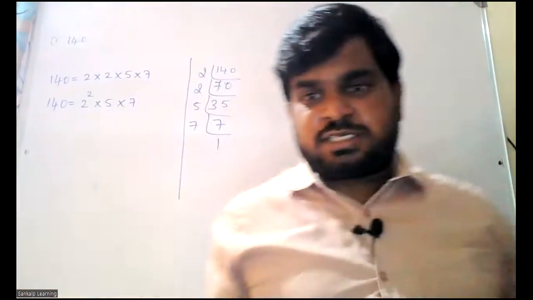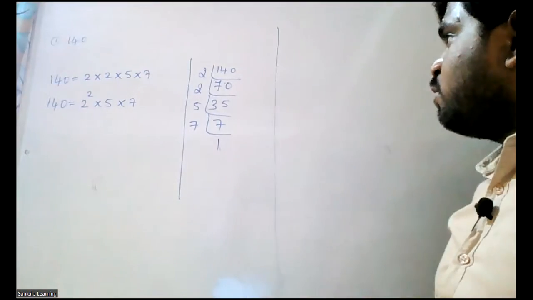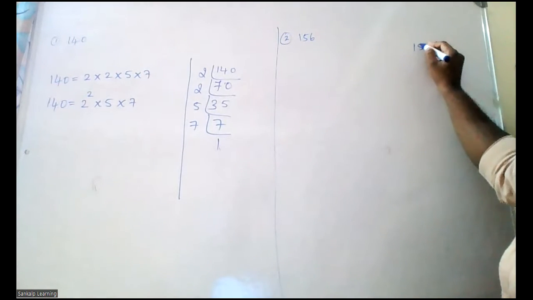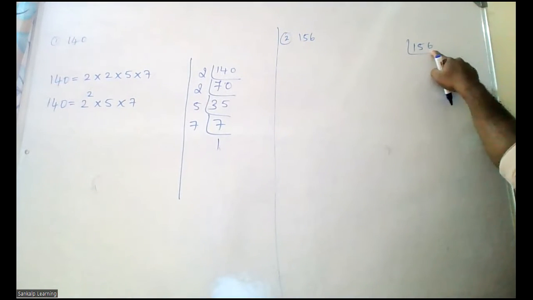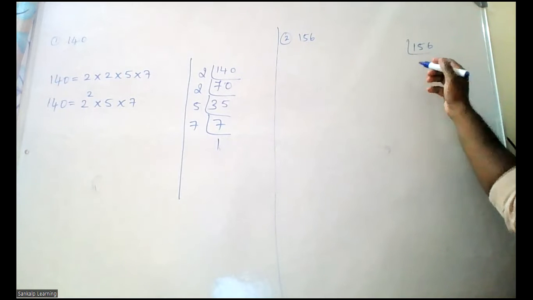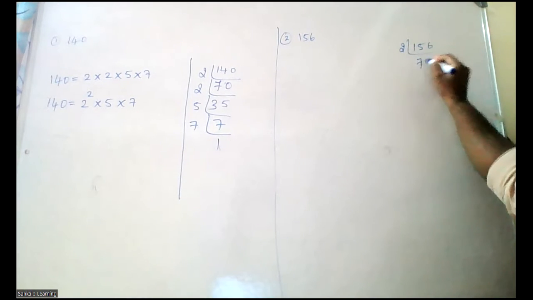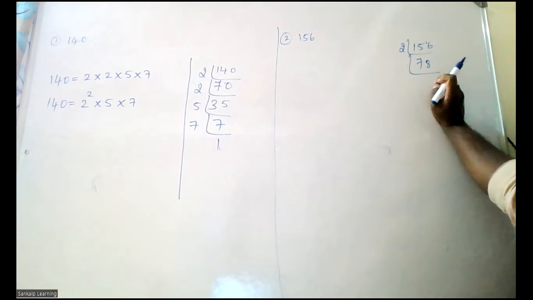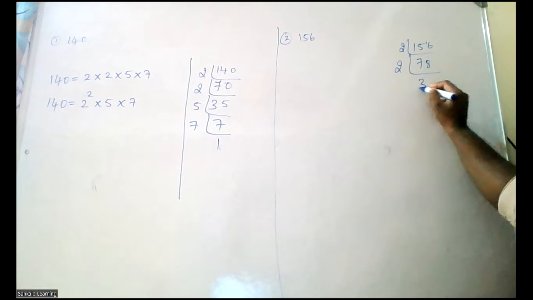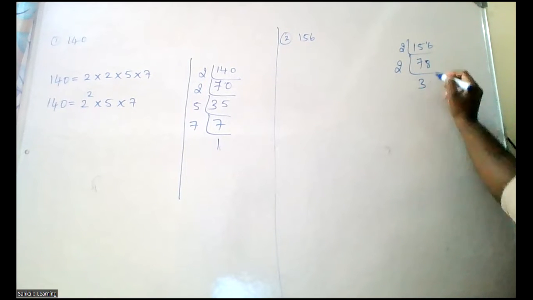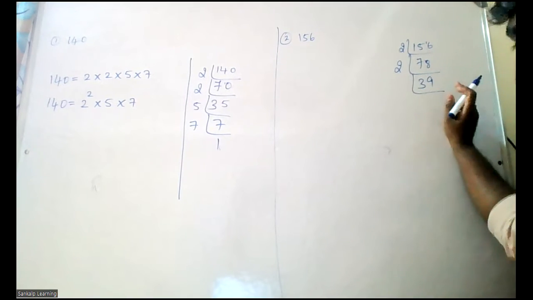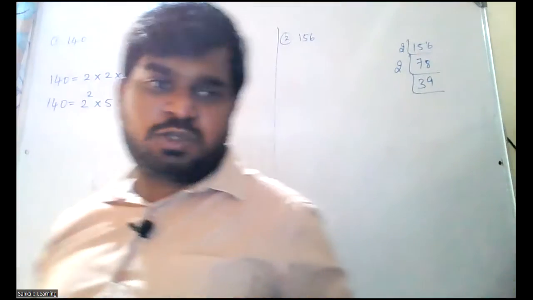Similarly, let's take the second question. The second question is 156. So 156, the last digit is even, therefore the entire number is even. Let's start with 2. 2 sevens are 14, 1 carry, 2 eights are 16. This is an even number. So let's start with 2 itself. 2 threes are 6, 1 carry, it becomes 18. 2 nines are 18. And 39, it is an odd number because the last digit is odd.